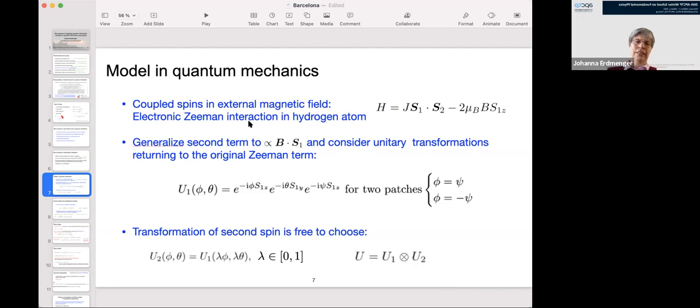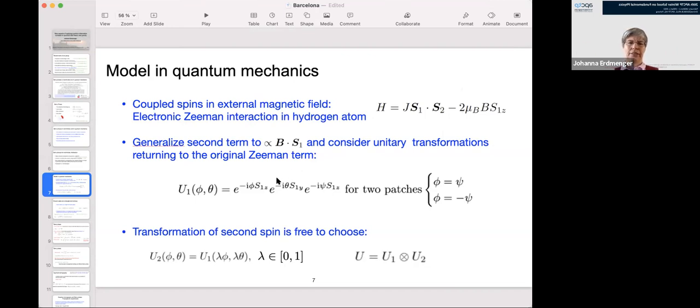So in a hydrogen atom, we have a proton and an electron, and they have spins. And then we can make the Bohr magneton of the electron very different from the Bohr magneton of the proton. And then we can just consider this electronic Zeeman interaction here, so just the interaction of one of the spins with the magnetic field.